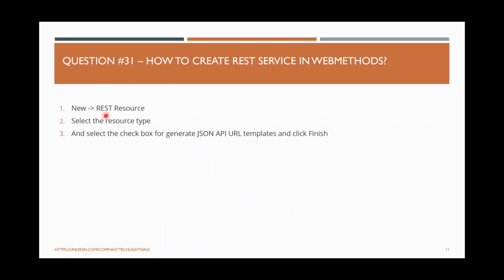New REST resource, and then you have to select the resource type, and there will be two options. One is to select an empty resource and the other one is with methods, and there will also be a checkbox where you can generate an API URL template which will help us create different default methods. For example, REST has methods like get, put, post, delete, and it will automatically create those, and it will also create them with the name we specify.